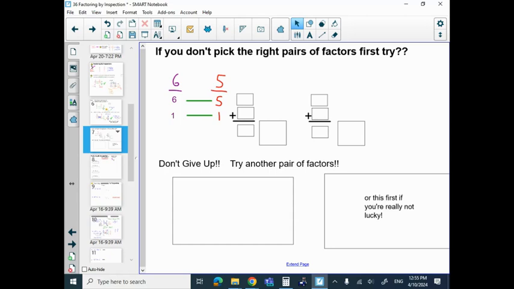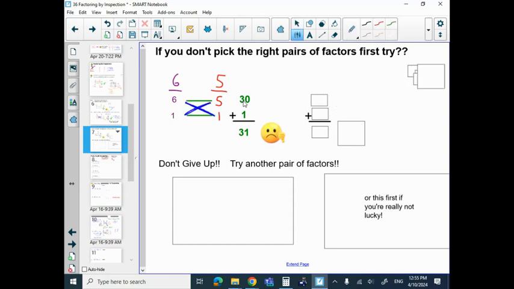So what if you didn't pick the right numbers? Worst case scenario here, you didn't even pick the right numbers. So you'd try straight across and be like, oh, 30 and 1. Wow, that's not working for us. Sad face, right? And then you'd try crisscross. You'd be like, okay, let's try this way. Maybe we'll get lucky, right? So that would give us a 1 times a 5 is a 5, and a 6 times 1 is a 6. You add it up, you get 11. You're like, I'm closer, but still no good.